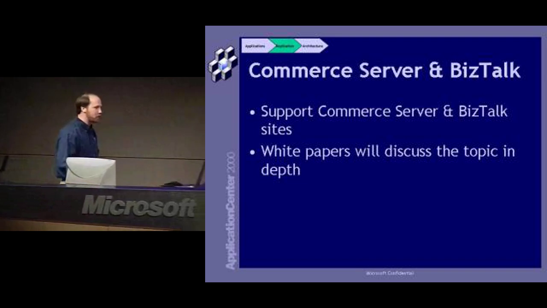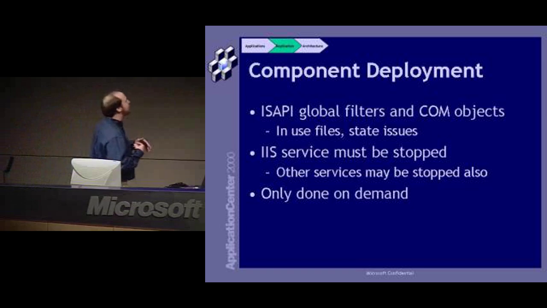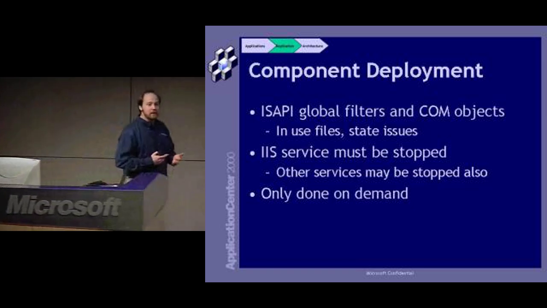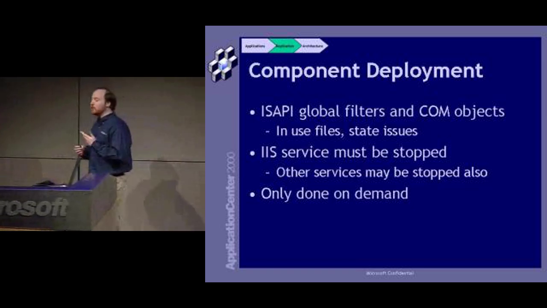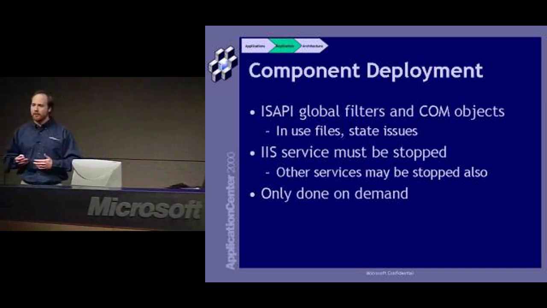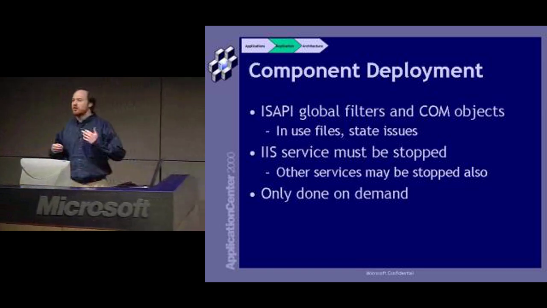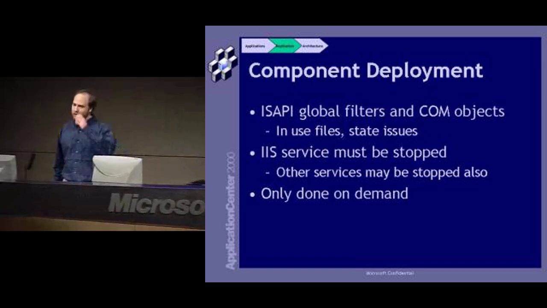Now let's get to the topic which you are probably all wondering about. It's like, okay, files, metabase, that's easy. Let's talk about ISAPI global filters and COM objects. I mean, that's the hard part. Well, we have to first off treat those differently, right? Because as you know, those COM objects and ISAPI global filters can do things like lock files, and they have state issues, and also usually have to stop IIS just to get the darn thing done correctly.